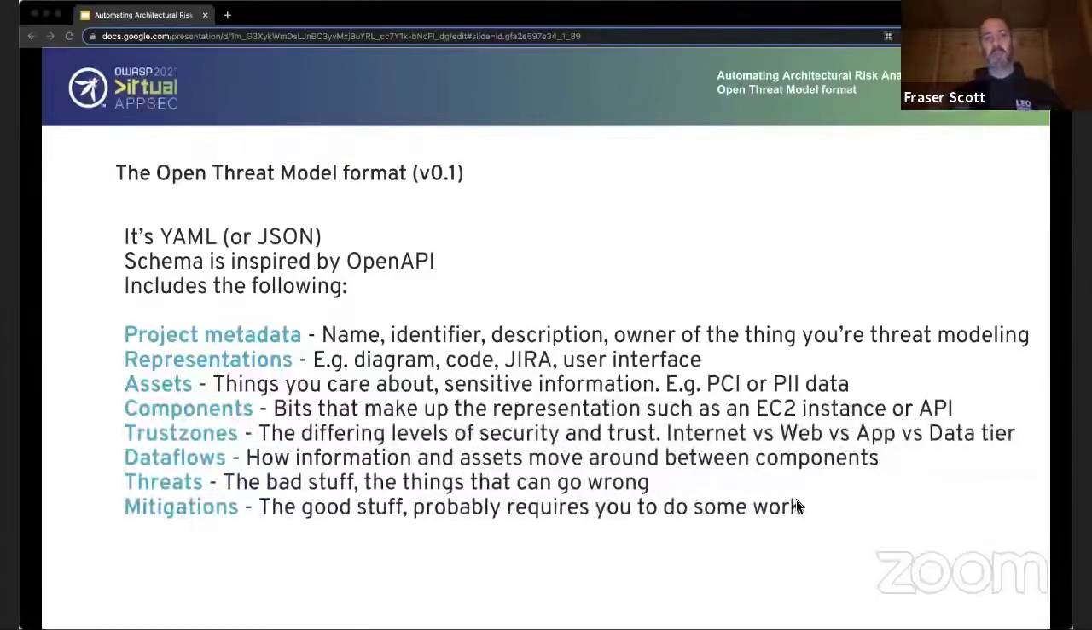So you go through various tiers with each introducing layers of controls. And there's relative differences in trust between those different tiers. Data flows, obviously, kind of speaks for itself, how information and assets move around a particular system between those components. And then, of course, we've got the threats and the mitigations. It wouldn't be a threat model without threats and mitigations. So what are those things that can go wrong, and what are we going to do about them?